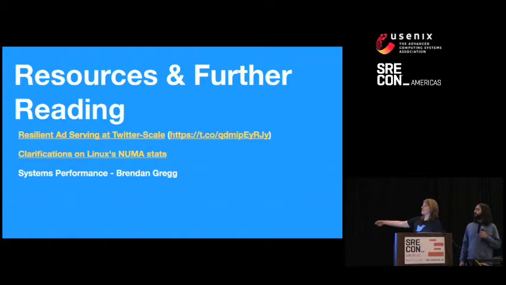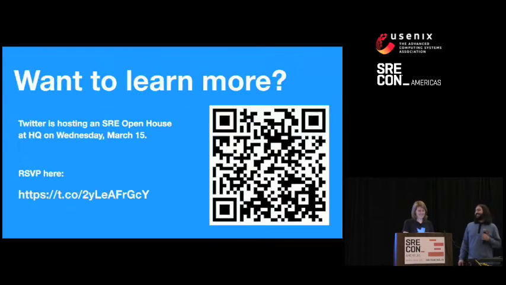Another resource we found useful early on was the Clarifications on Linux's NUMA stats blog post that's kind of a little bit like a missing manual type of deal. So if you're working with numastat, check it out. Might have some useful data. And of course, the Systems Performance book by Brendan Gregg. Definitely use that.